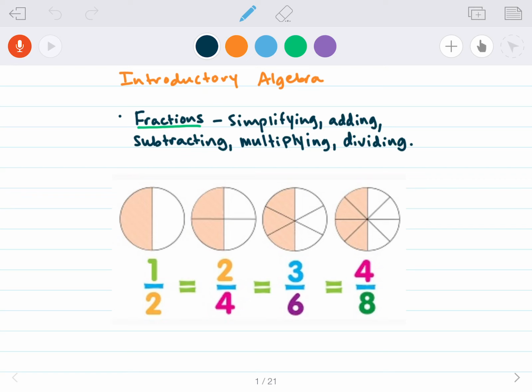Hey guys, in this lesson we're going to talk about fractions. In particular, we're going to look at simplifying, adding, subtracting, multiplying, and dividing fractions.